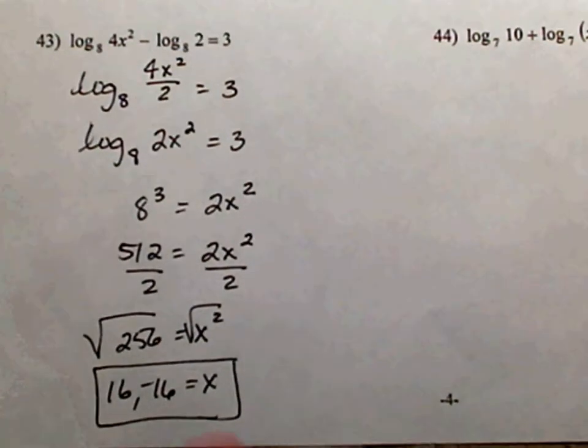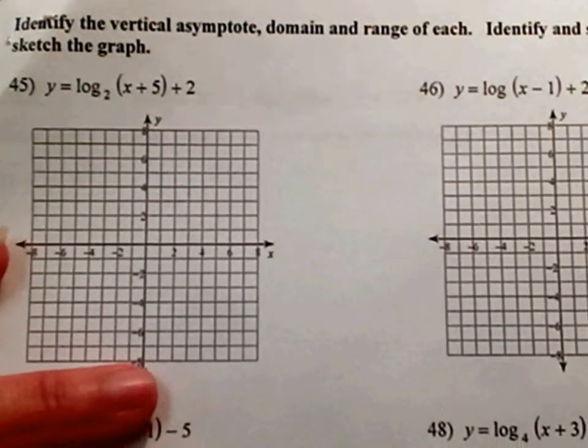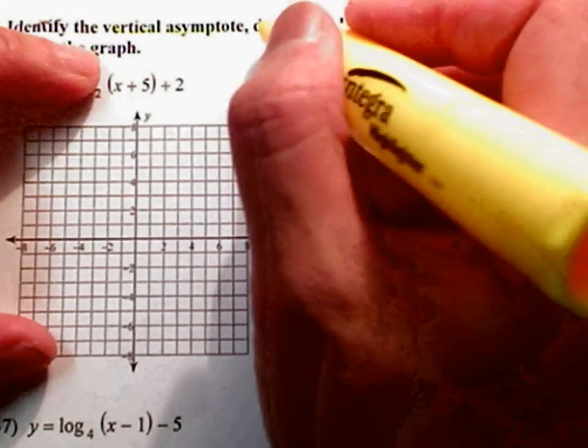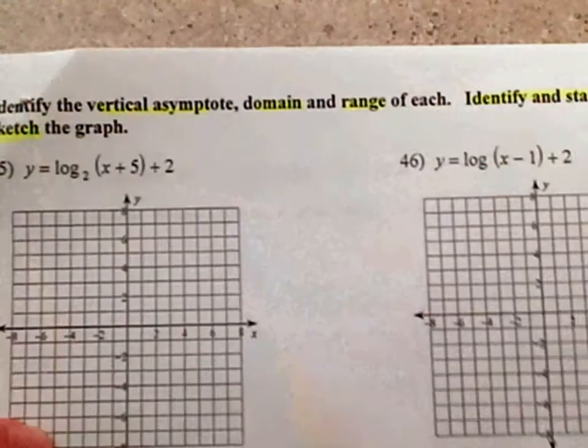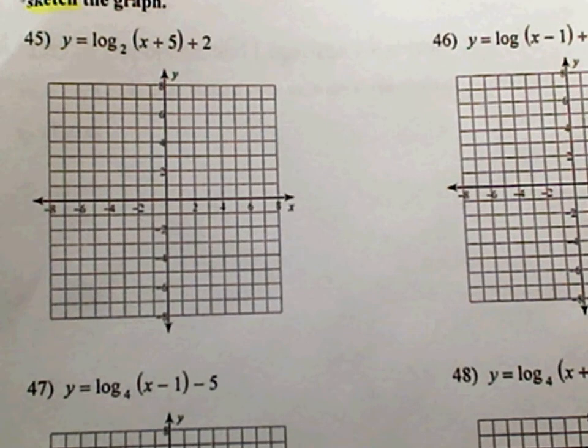All right, number 45, we are going to graph. You got to list all these things. You got to find the vertical asymptote, domain, range, state the 5 points, and then you got to sketch. So those are things that I need from you guys. Okay. Take a look at your transformation chart if you need to.